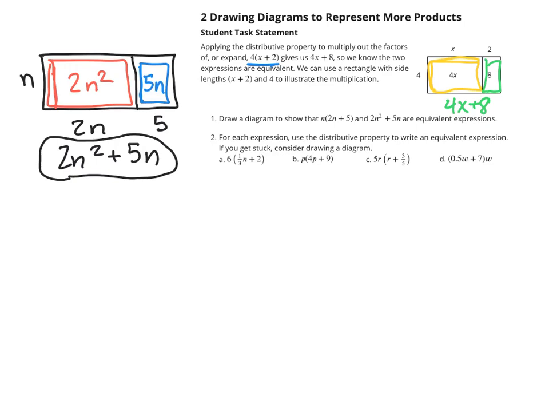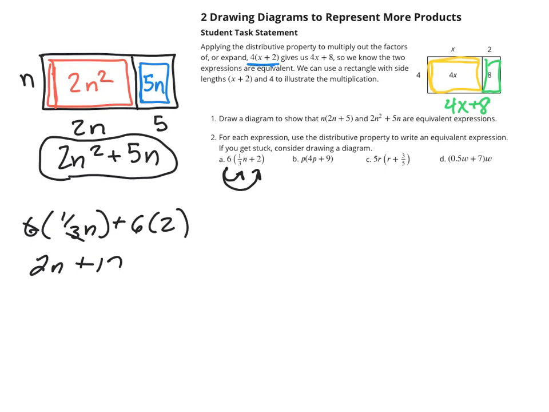All right, for each expression, use the distributive property to write an equivalent expression. If you get stuck, consider drawing a diagram. I have students that still draw diagrams every time they distribute, and that's fine. Okay, here I'm going to distribute. I have 6 times 1/3 n plus 6 times 2. 6 times 1/3 is 2n, plus 12.